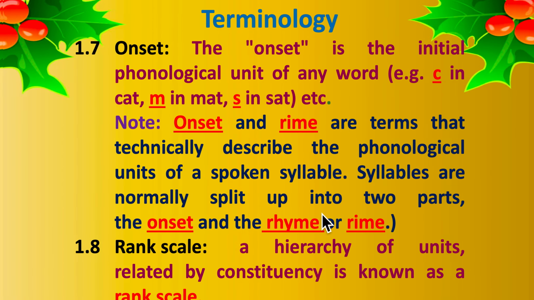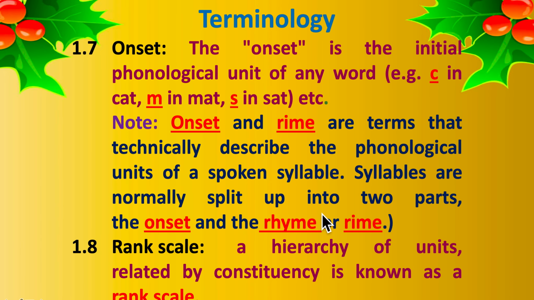We move on to the next, and possibly this could be our last page of discussion. That is to say, 1.7 onset. The onset is the initial phonological unit of any word. That is, for example, C in cat, M in mat, S in sat, etc. Look here, onset is the initial phonological unit of any word. Initial means beginning. So onset is the beginning phonological unit of any word.